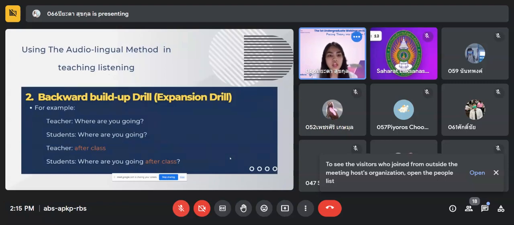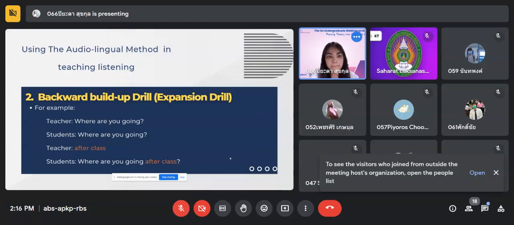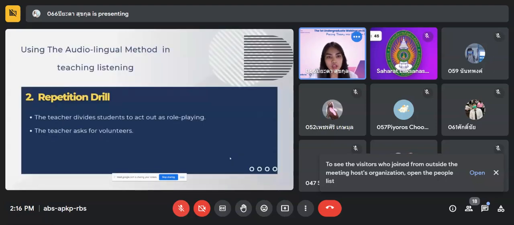For example, the teacher wants students to repeat after them. Okay, where are you going? And the students have to repeat after the teacher. Where are you going? So the teacher adds more, after class, and students have to put after class into the sentence. And it says, where are you going after class? All right.